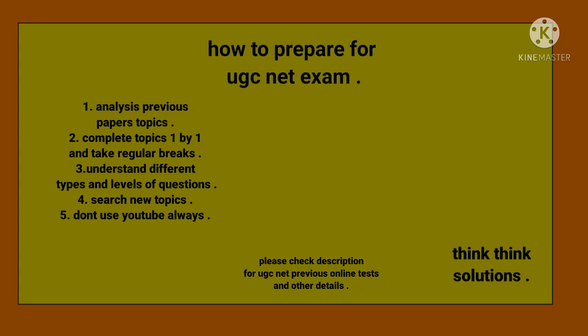So, first thing you have to do is take the printout of previous papers, or you have to buy the book of the previous papers. If you are unable to buy the book, then you can just take the printout of previous papers. You have to check the topics which are repeated in previous years and prepare for those topics. Complete topics one by one and take regular breaks so that you can study well, and you have to take some time to prepare.